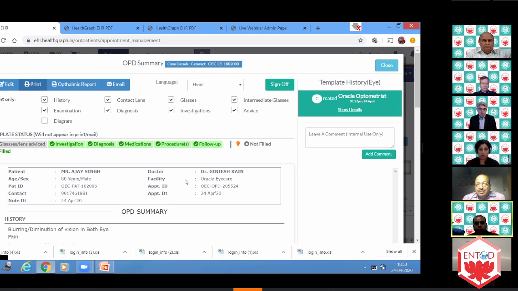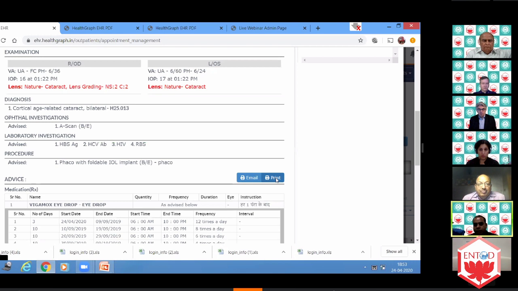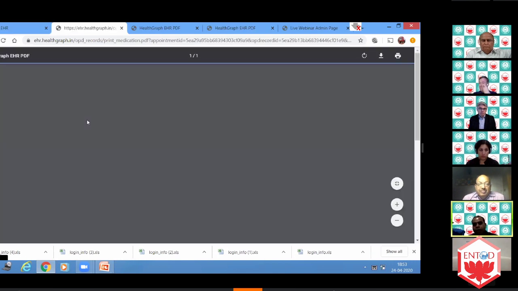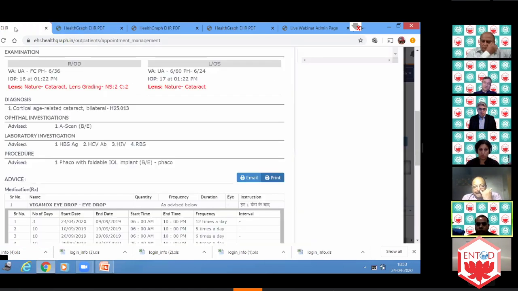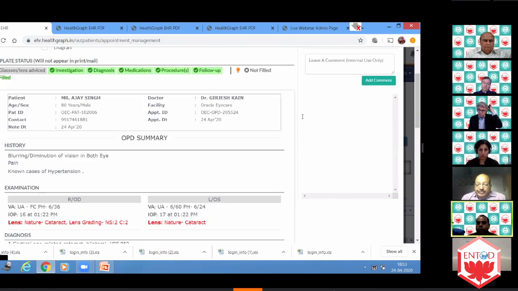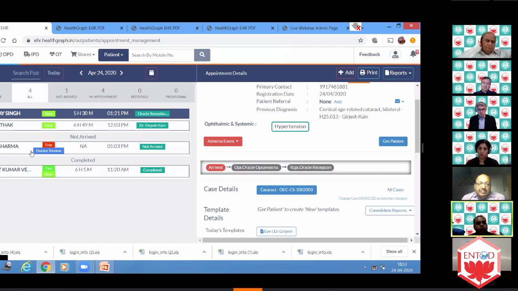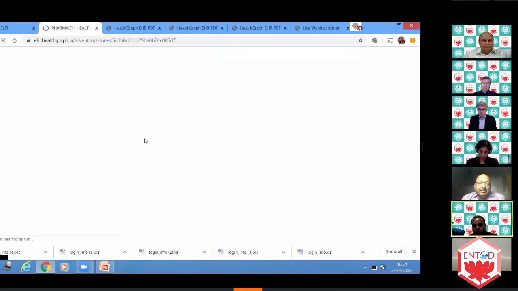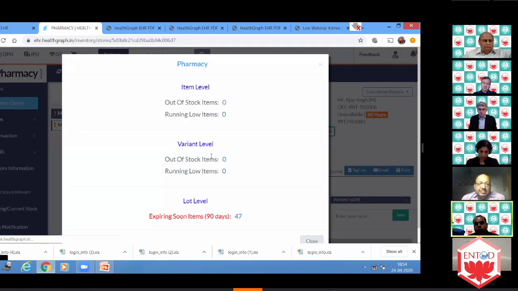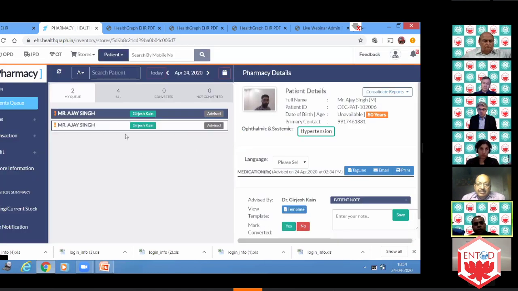One thing is very important: if you want to give the patient only a medicine print, you can just give the medicine print. If you don't want to give the investigation, examination, and laboratory details, you can give just the medicine slip, and this will transfer directly to your pharmacy also. So here comes the store. This is the pharmacy store. When you prescribe the medicine, it transfers directly to your pharmacy.